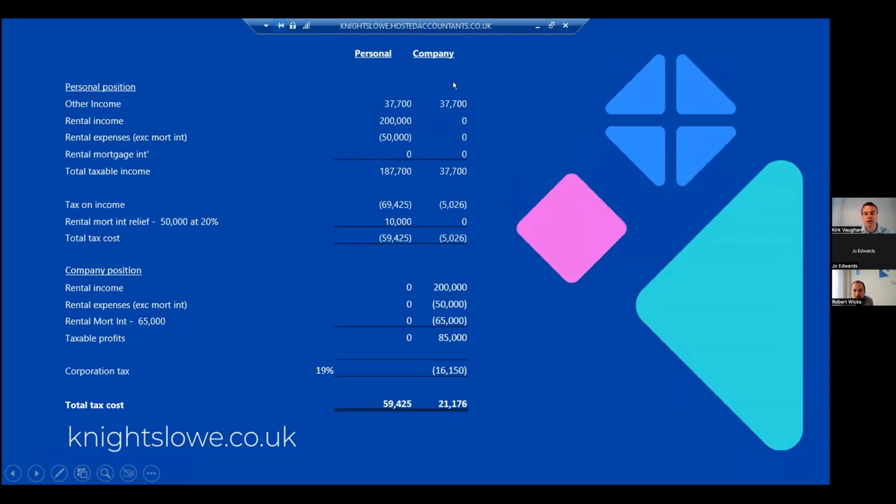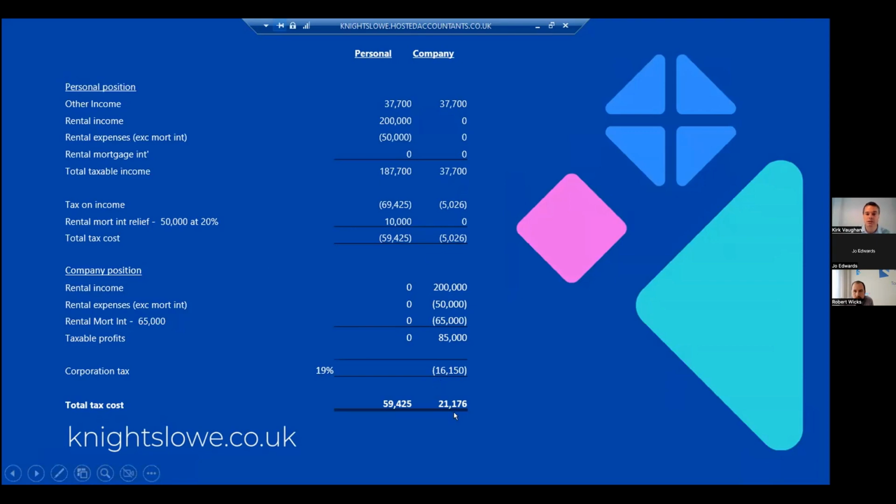Comparing that to someone who's transferred their property business to a company, we've actually got the pension income of £37,700, which is still taxable on the individual, and the tax on that income is £5,026. The company is then taxed on the rental income, which is £200,000 of rental income, the same £50,000 worth of costs. I have increased mortgage interest costs to £65,000. And again, that's to reflect the fact that within a company, there probably will be higher interest costs. So we've got taxable profits of £85,000, which means there's a corporation tax cost of £16,150.